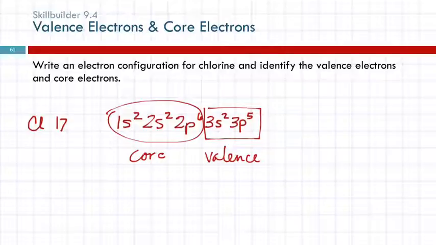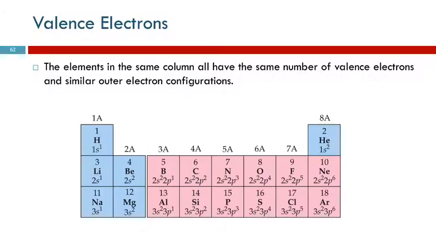What group is chlorine in on the periodic table? Group 7A, and it's got 7 valence electrons. That's actually not a coincidence. Elements in the same column have the same number of valence electrons because their electron configurations are very similar. Hydrogen's electron configuration ends with 1s1. Lithium ends with 2s1. Sodium ends with 3s1. All of the elements in group 1A have 1 valence electron.